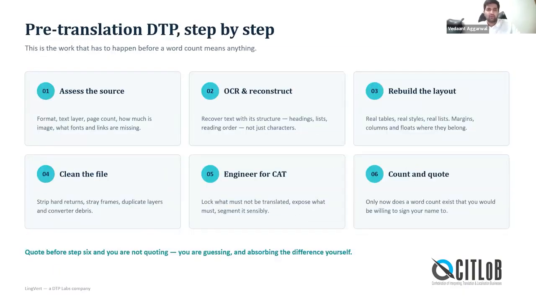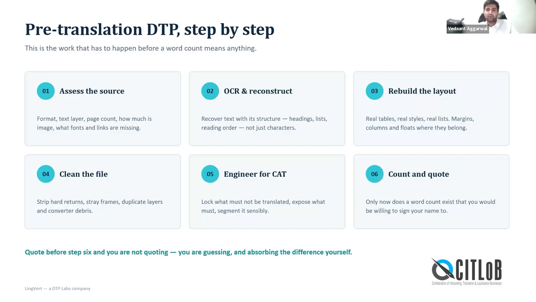Now, you must be wondering what pre-translation DTP is. So let me go through it step by step. The first step here is to assess the source: the format, the text layer, page count, how much is images, what fonts and links are missing. Then we OCR and reconstruct them.